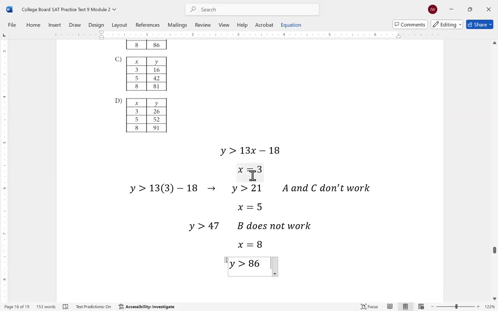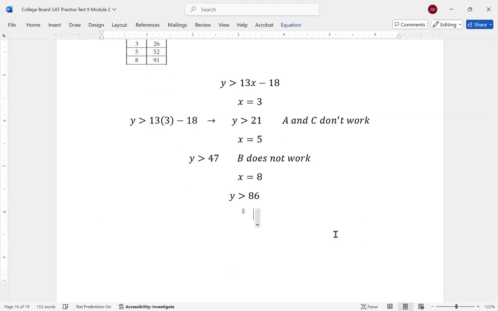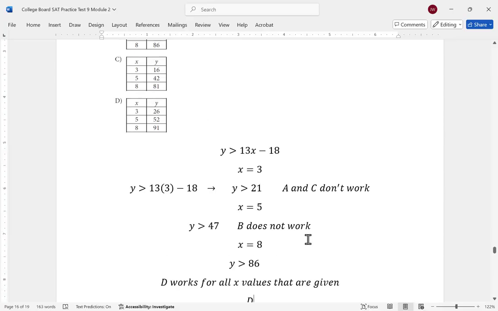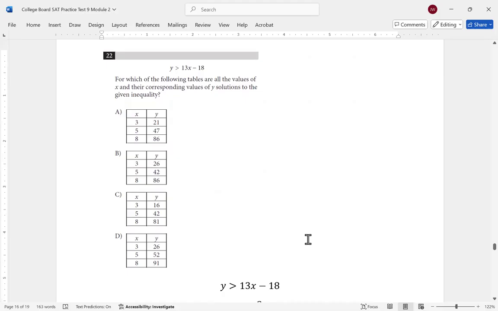So the only table where plugging in all 3 values works is D. So D works for all x values that are given. And so D is the correct answer. D is the table that works. So there you go. The answer to question 22 is D. Table D is going to have solutions to this inequality.